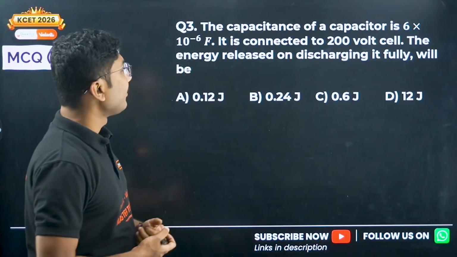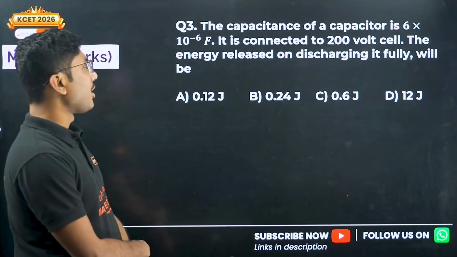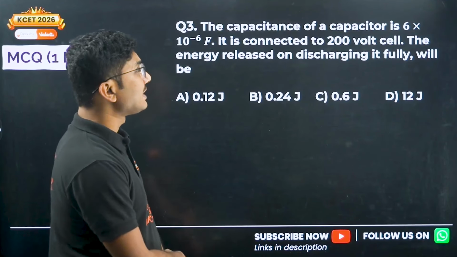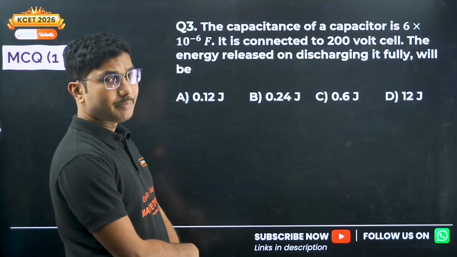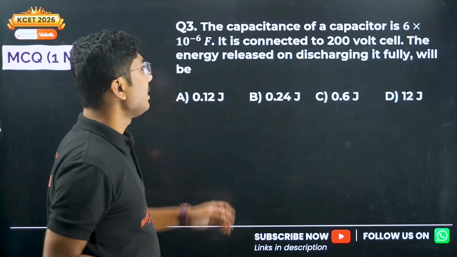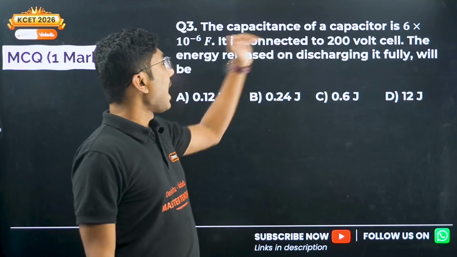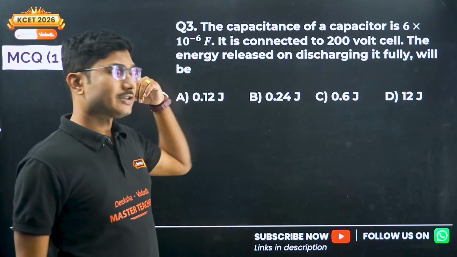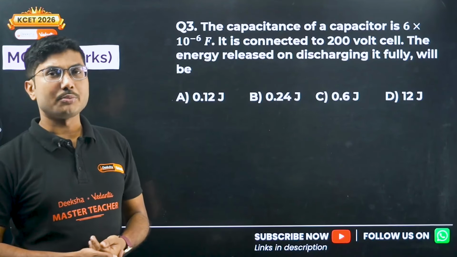Now, question number 3. The capacitance of a capacitor is 6 times 10 to the power of minus 6 farad. It is connected to a 200 volt cell. The energy released on discharging it fully will be. So how much energy is released when you discharge a capacitor? Capacitance is given by 6 into 10 to the power of minus 6 farad, and it is connected to a 200 volt battery. Now, first of all, you have to understand that when you are discharging a capacitor, that means first of all you have to charge it.